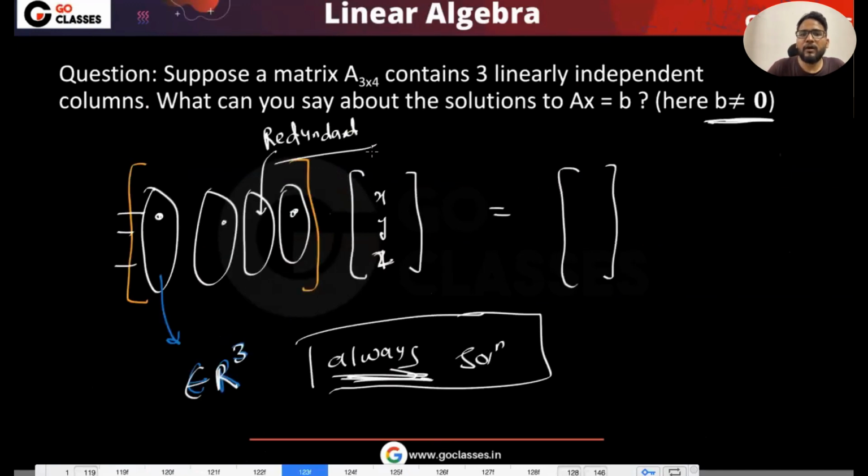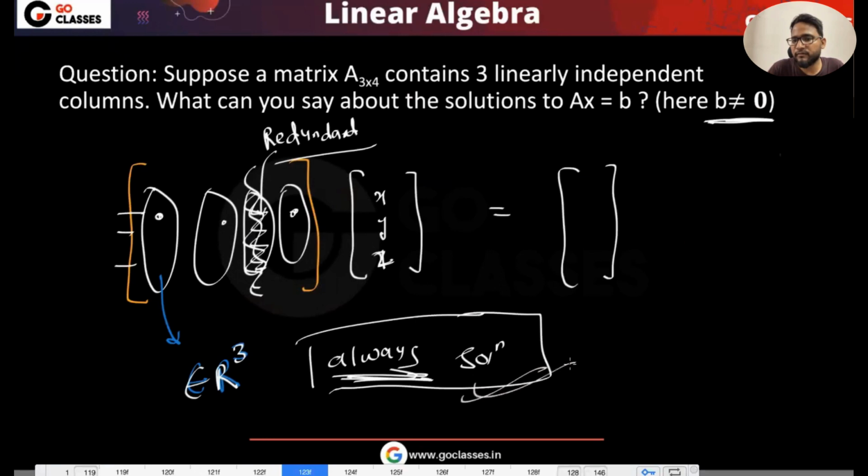Now similarly in this question, they are saying in R3 there are 3 linearly independent columns. The fourth is just redundant, just extra, just useless. Let's not worry about this useless column. But we have 3 linearly independent columns. Then can you fill the space or not? Yes, we can fill the space.